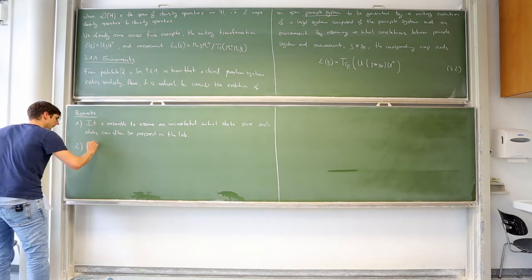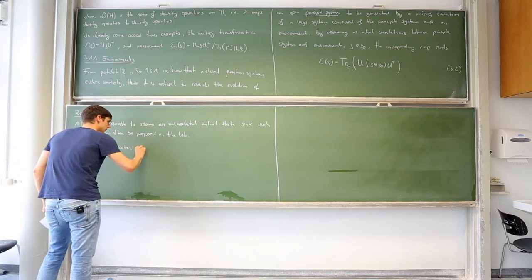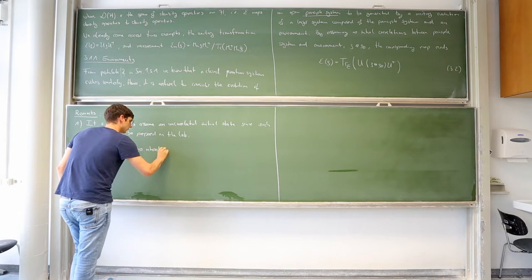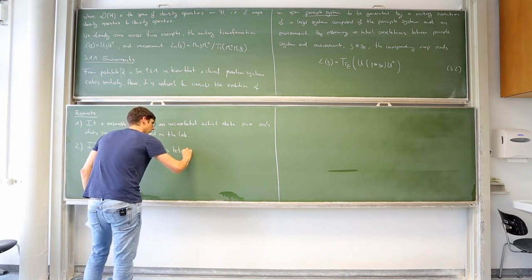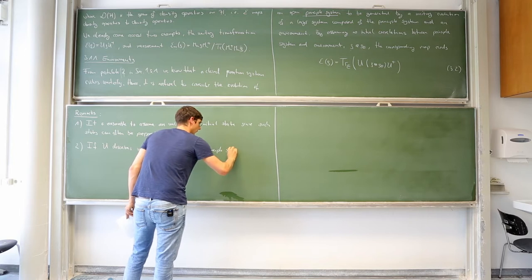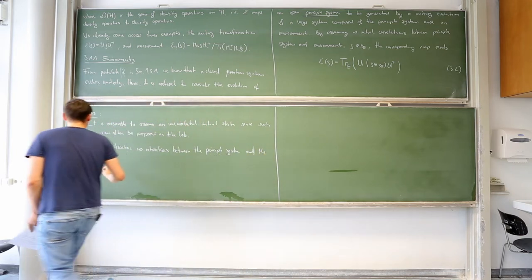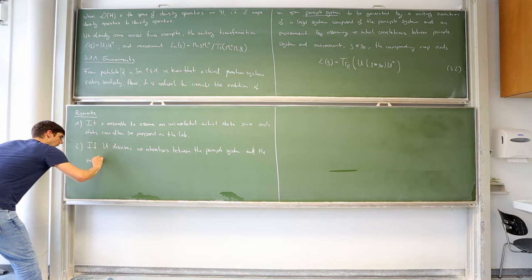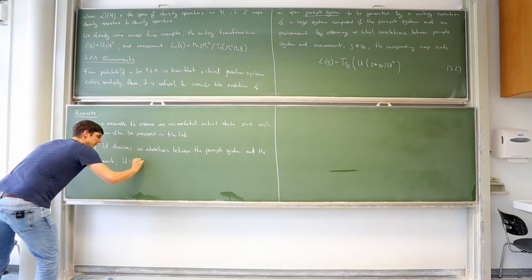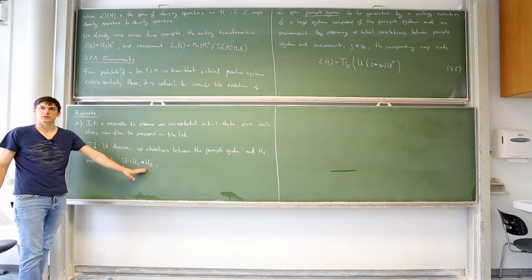So if U describes no interactions between the principal system and the environment, meaning that we can write U as a unitary evolution of our principal system, tensor a unitary evolution of the environment. Okay, so in this case, there are no interactions between them.